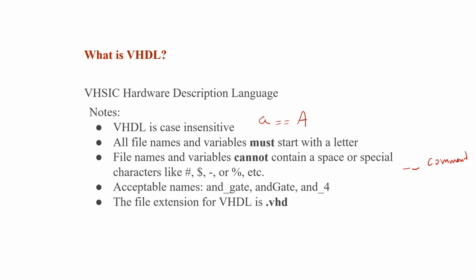So for example, acceptable names for the file name can be and_gate, or you can capitalize the second word to distinguish it from the first, or you can say and_4. These are all valid names for describing the AND gate. This name can be used maybe for the 4-input AND. The file extension for a VHDL file is .vhd.